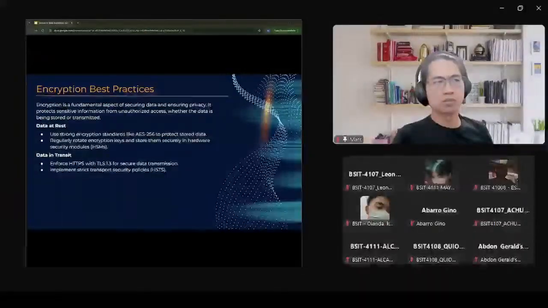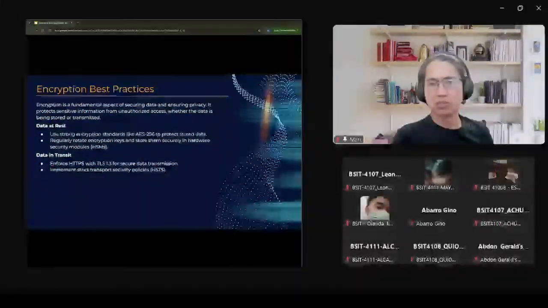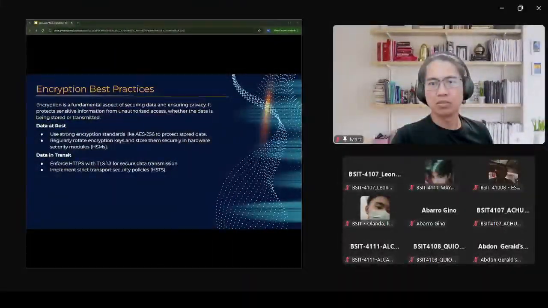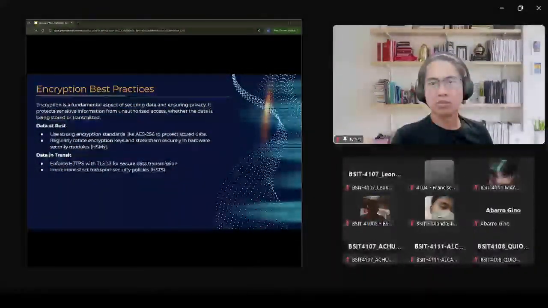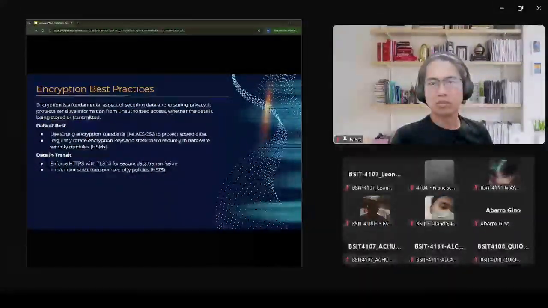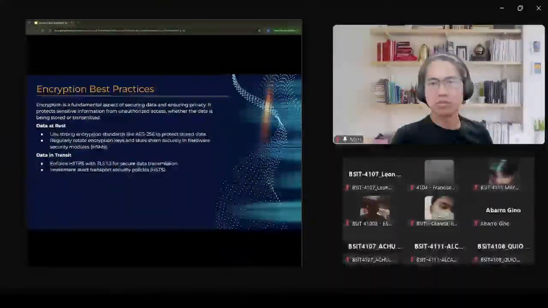First, enforce HTTPS with TLS 1.3. HTTPS, or Hypertext Transfer Protocol Secure, is the foundation for secure communication over the web. It encrypts data transmitted between a user's browser and a web server using Transport Layer Security, or TLS.